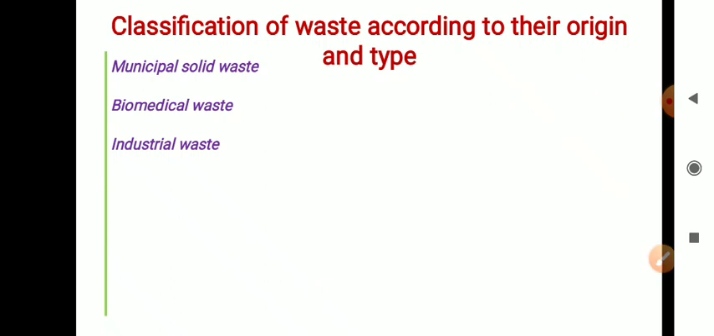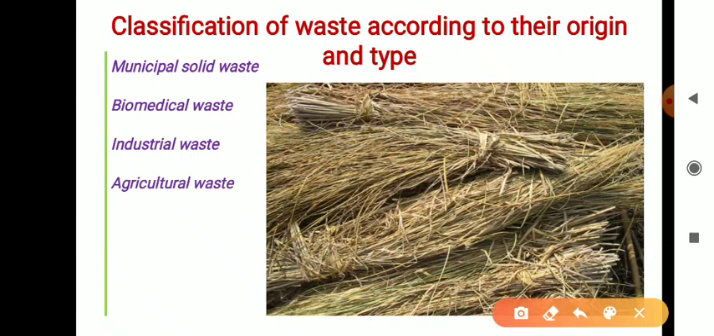Next one is agricultural waste. Agricultural waste is defined as unwanted waste produced as a result of agricultural activities. Examples can be fertilizers, pesticides, herbicides, manure or oil. In the picture you can see paddy straw. This is an example of agricultural waste.